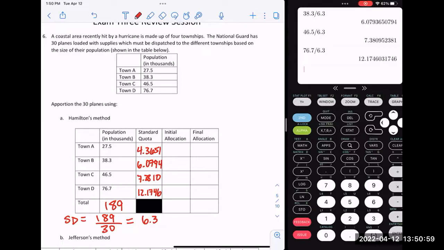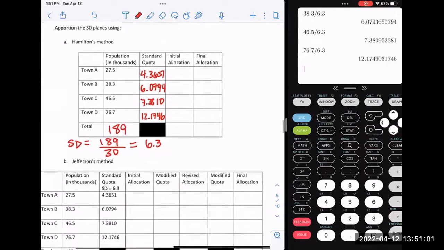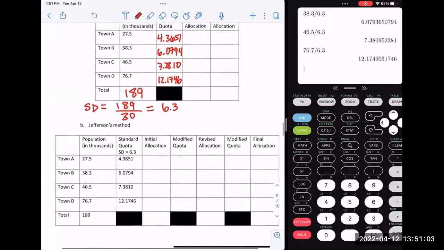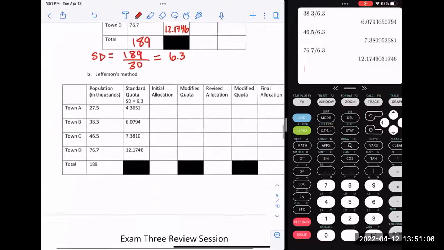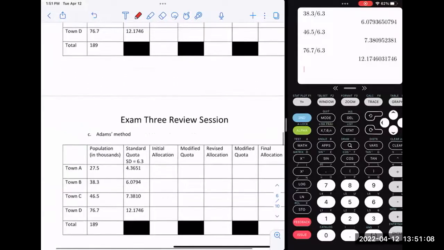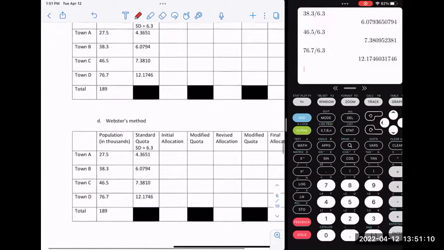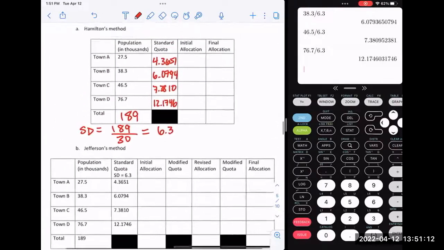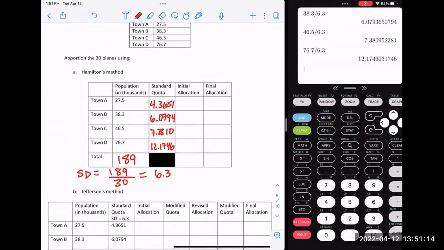And this is the same for each method. So if I look ahead a little bit, I've already put all these numbers on all the previous ones. So all the ones that follow this are going to have those same numbers for the first part. All right, so this is when it's different depending on the method.